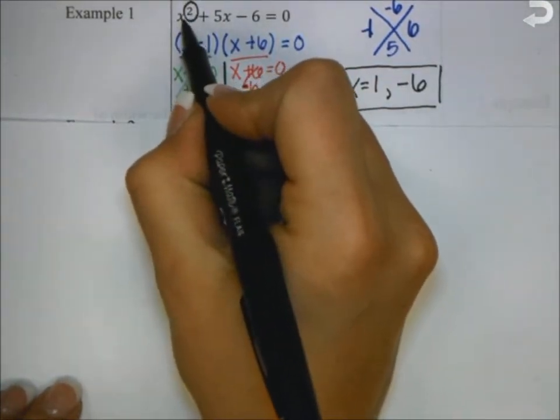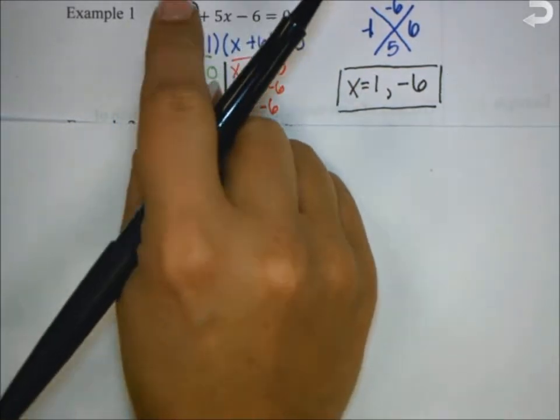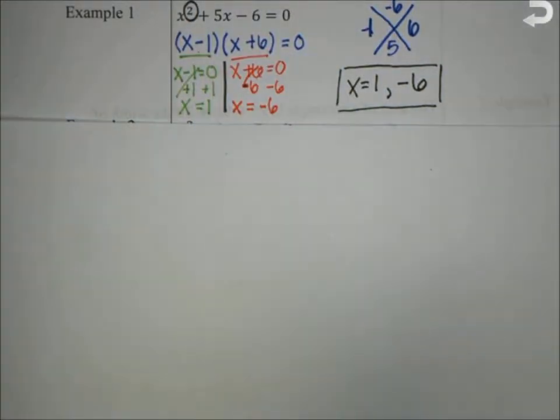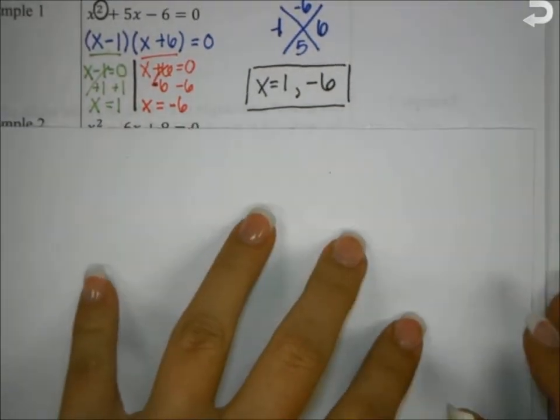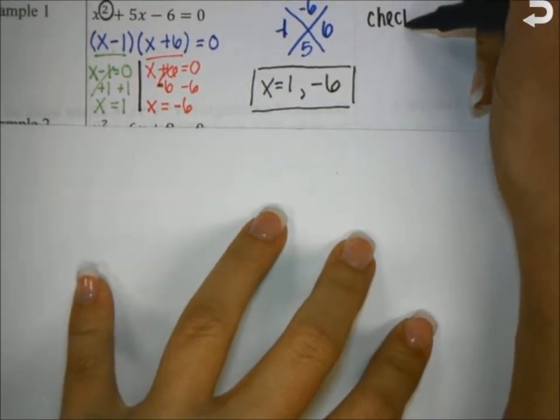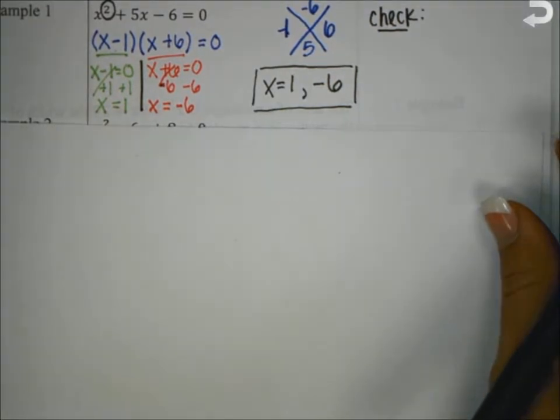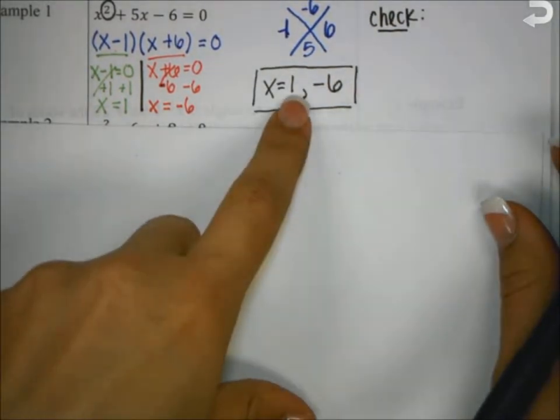Good question. Is there a way to check it? The answer is yes. How do we usually check answers? We plug it in. Since we have two different answers, we're going to have to plug it in twice. So first time, let's plug in 1 for x. I'm going to plug it into my factored form. Is that okay with you guys? Okay, so let's plug in 1 to here.